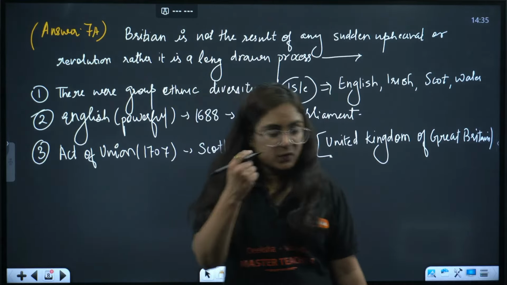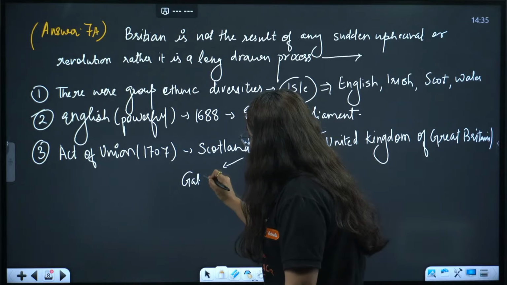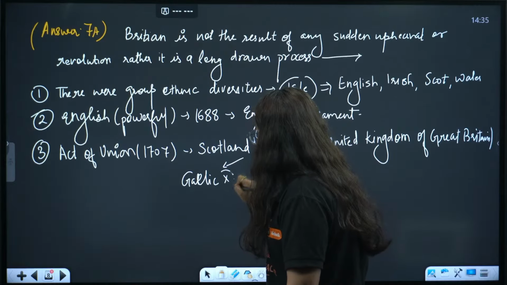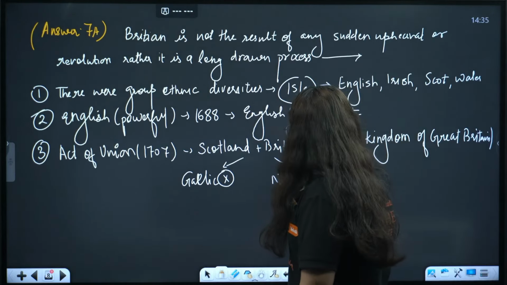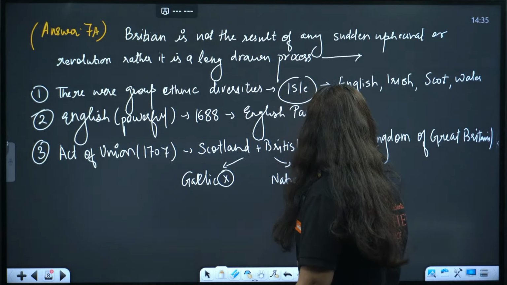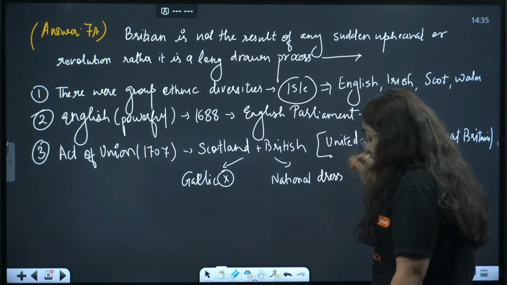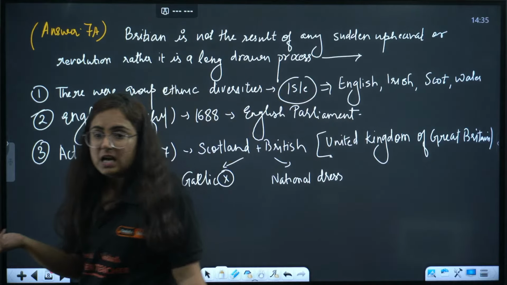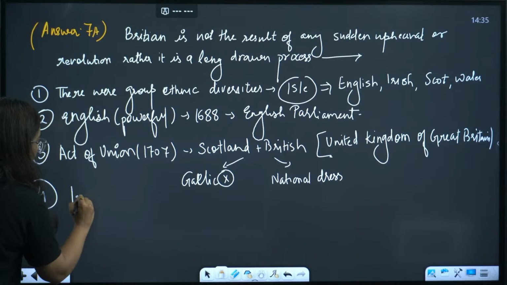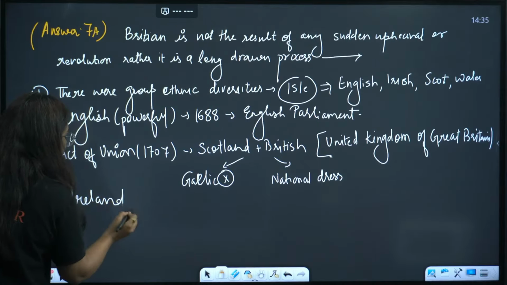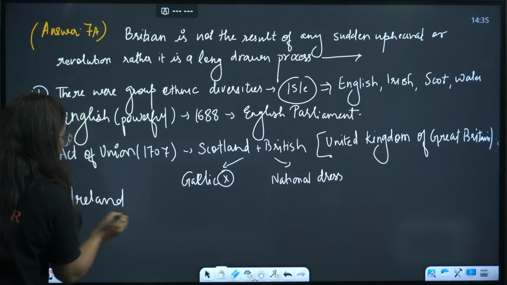So this was the first thing. What they did with the Scottish people in Scotland: they were not allowed to speak their Gaelic language. They were not allowed to speak their language. Along with them, they were not allowed to wear their national dress. They were so suppressed. They fought many times, but nothing was done. Get it? Then we have another thing, Ireland people, which were divided into Catholics and Protestants.